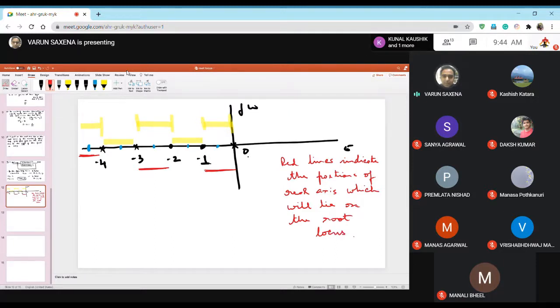Okay, now let me just use another pen. This point corresponds to k equal to 0. This -2 point corresponds to k equal to infinity.